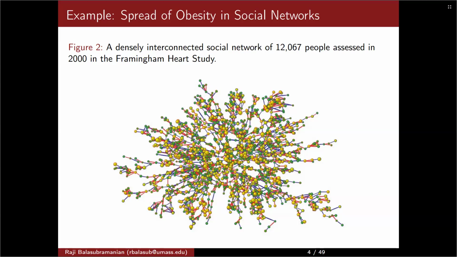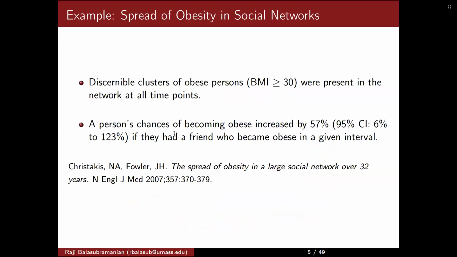This picture here is a network of individuals where each node is a person. They're colored either green or yellow based on whether their BMI is over 30 or under 30, which is the WHO classification for obesity. The size of a person's node is proportional to their BMI, so the bigger circles are individuals with higher BMI. And what they saw is that at every time point, they created these social networks.